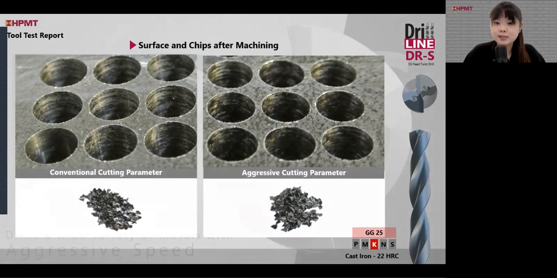In terms of the surface, like I said just now, when drilling these cast irons, the pain point, the most headache issue that we always face is the burr issue. But if you look here, the entry and the exit are still pretty clear, while the chip form is still relatively short.